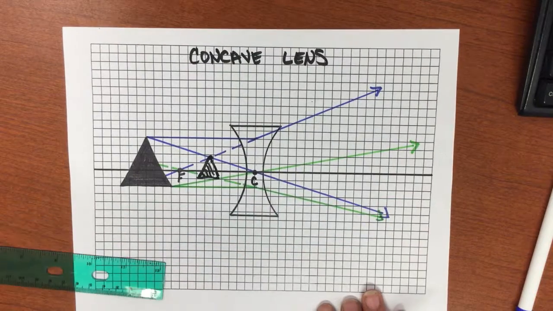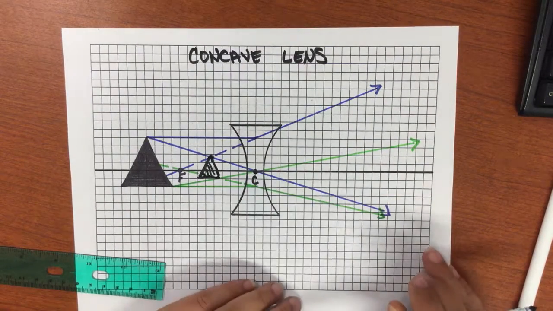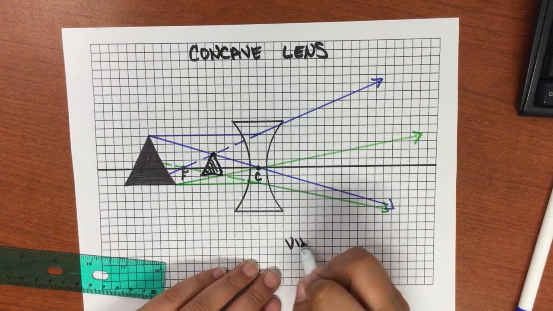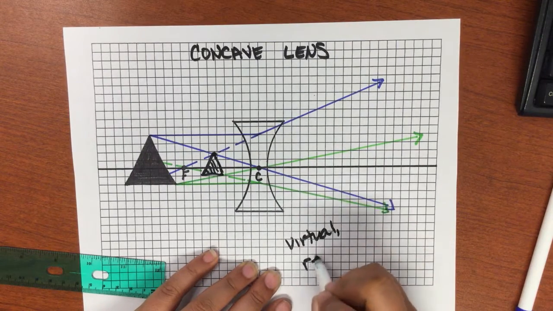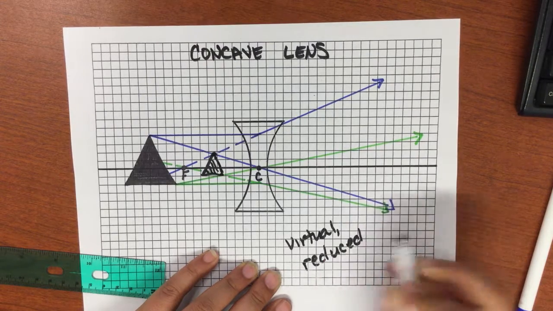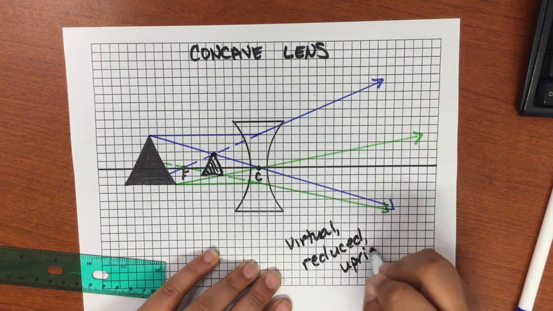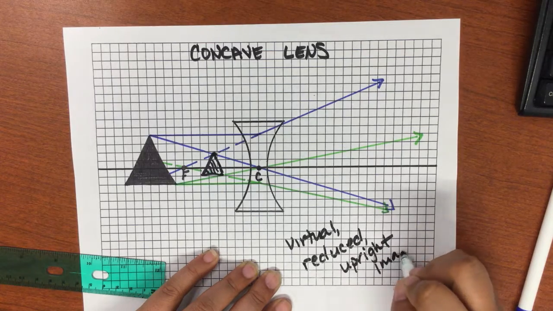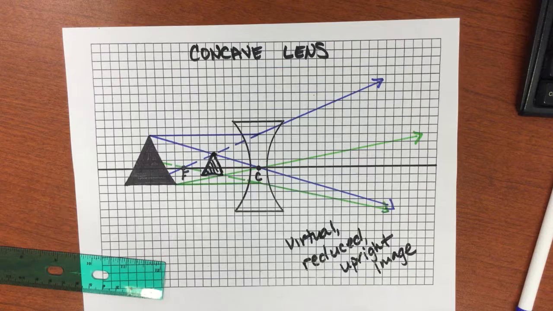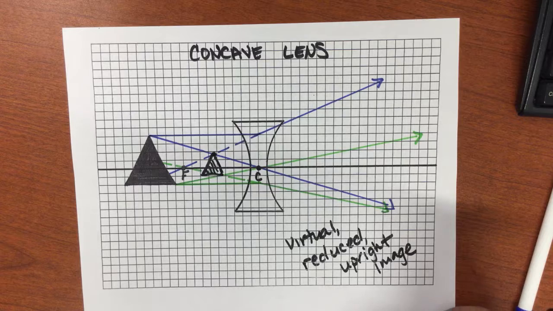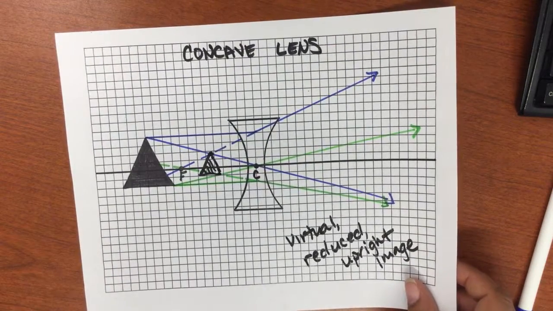Guesstimate my image. So a concave lens, there's only one option for a concave lens. It will be a virtual, reduced, upright image. Always. That's the only option we have for the concave lens. It's used for things like glasses and for lenses for things like cameras and stuff like that. Anything where you want to have a wider range of a wider view, we'll use a concave lens.